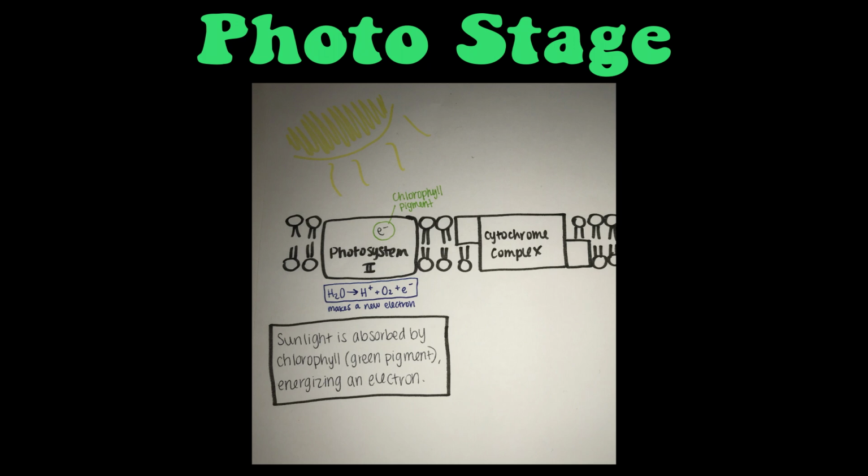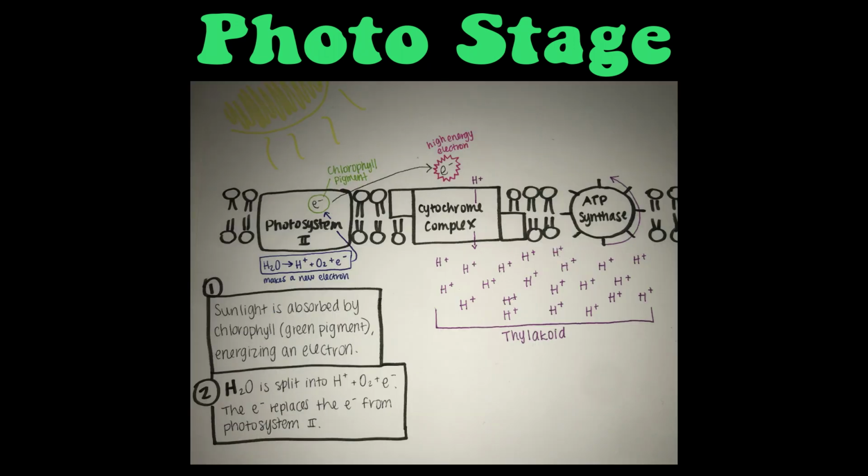Here, the sun's light is absorbed by chlorophyll, which is a green pigment that absorbs energy to create an electron. This electron then travels to the cytochrome complex and is replaced by a new electron made by the separation of water. After the electron travels to the cytochrome complex, its high energy is used to move hydrogen atoms through the complex to the thylakoid. Here, the hydrogen ions are moving from a low to high concentration.